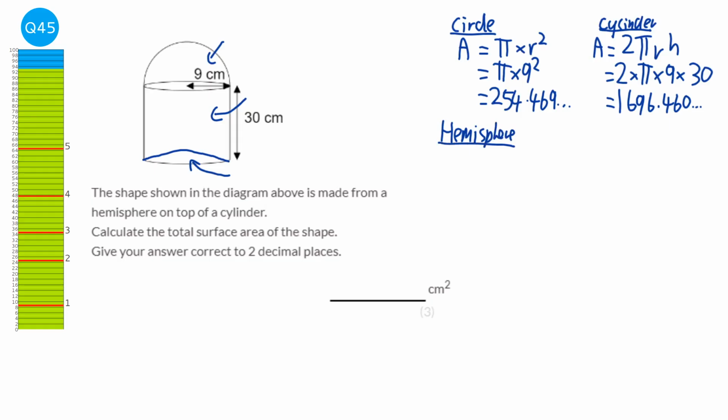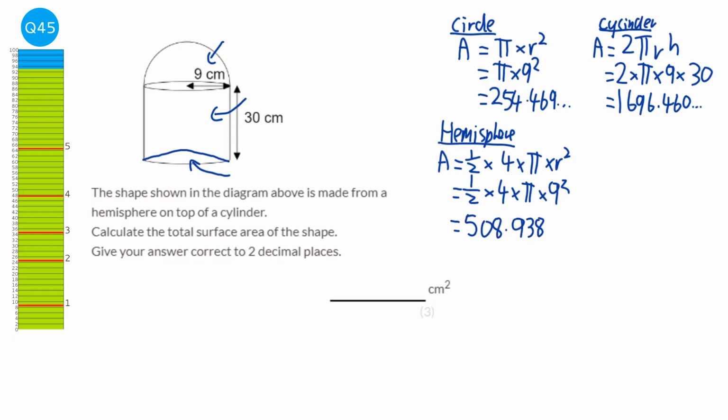And the formula for the area of a hemisphere, well, this full sphere is 4 times pi times r squared, but because it's a hemisphere, it's half of that. And so it'd be half times 4 times pi times the 9 squared, and that will give us 508.938.